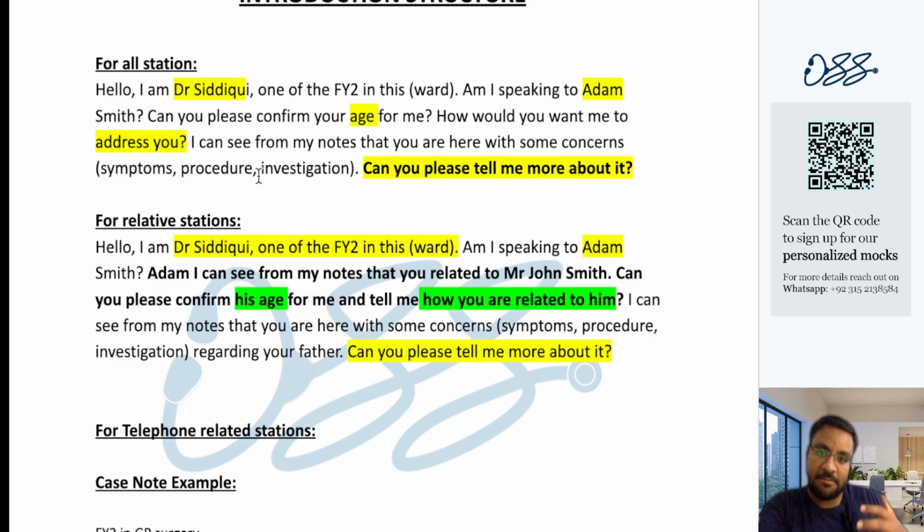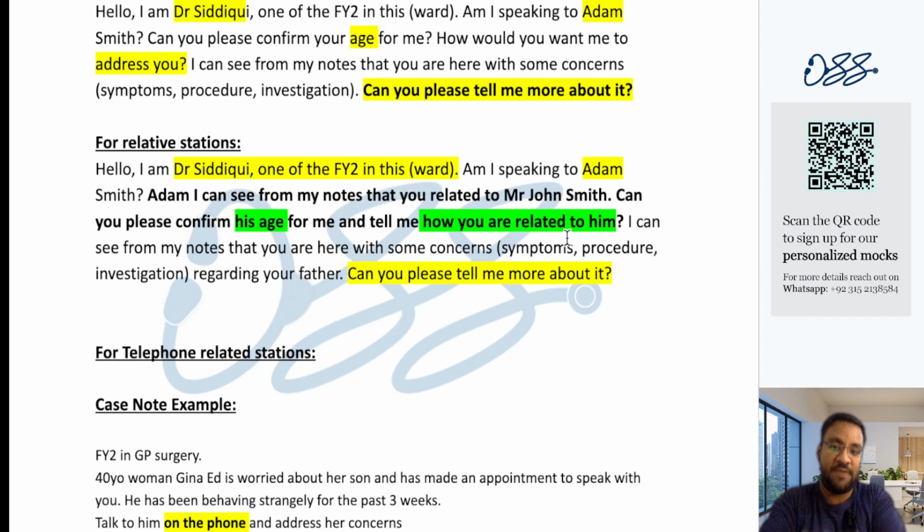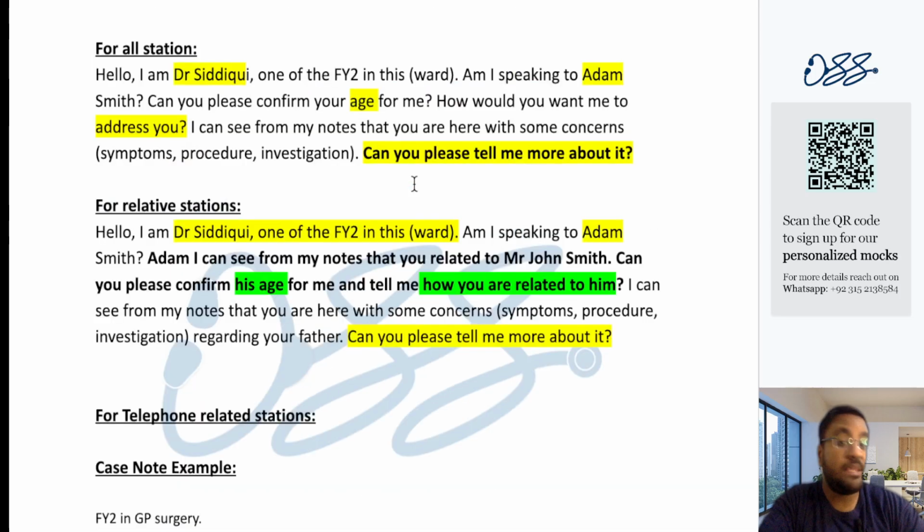Keeping these basics and this framework in mind, prepare your own introduction from the examples I've shared here. For example, I have written, can you please confirm his age for me and tell me how you are related to him. Instead, you may develop your own variant: can you please tell me the age of Mr. John, and can you tell me how he is related to you. Just a minor change, but if you make those minor changes, you would sound natural, because those are your own words. You're not following Dr. Siddiqui's words.